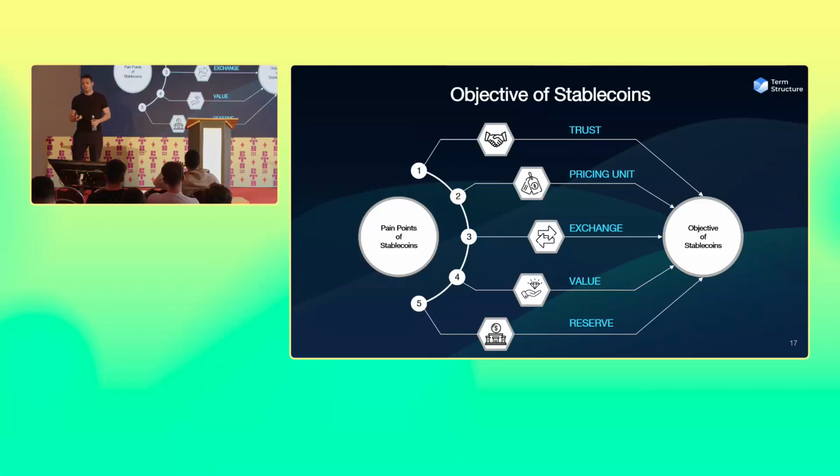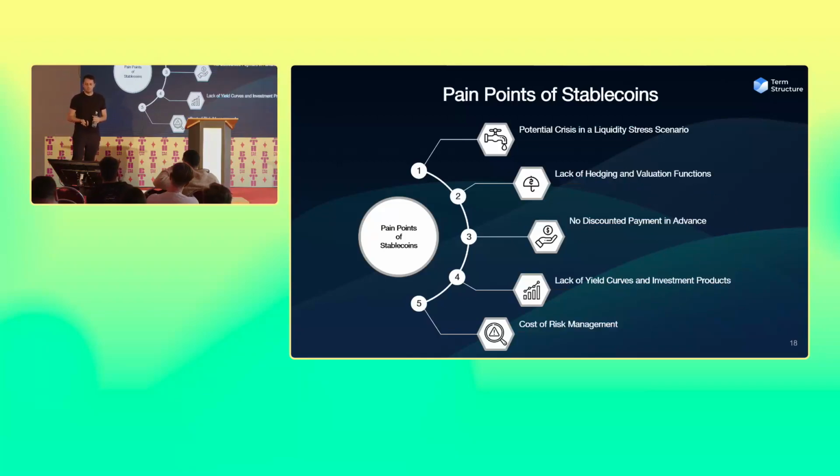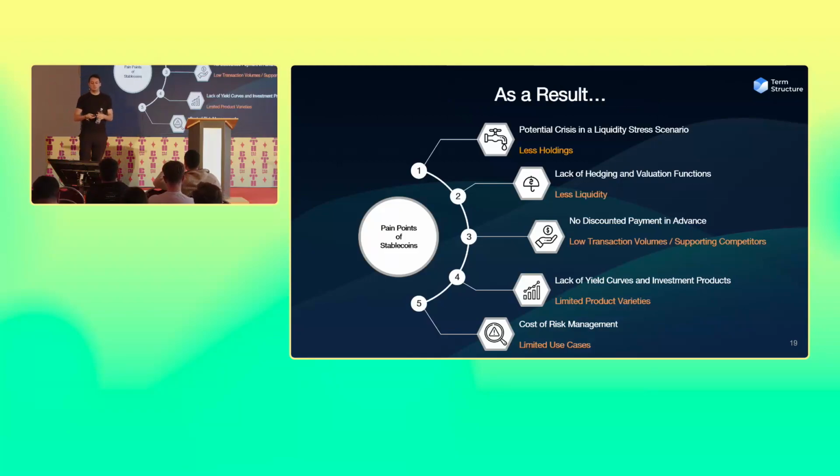Here I want to talk a little bit about stablecoins. So what they're meant to do is they're meant to be a pricing unit, a medium of trust, a medium of exchange, a medium of value and reserve. And I think there are a few problems right now. One of them, the fact that we don't have risk management, we don't have yield curves, we cannot discount future cash flows to the present, and that leads to some kind of negative consequences.